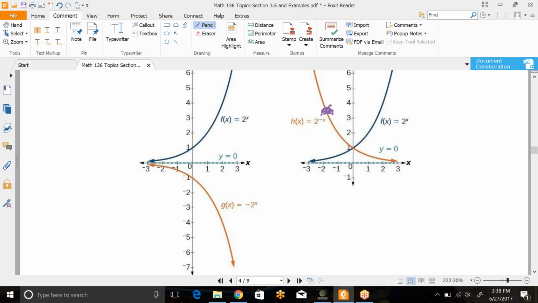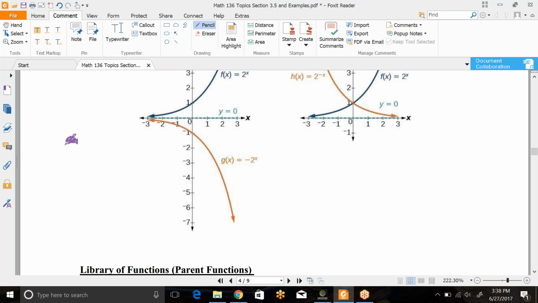If your negative happens inside the function, notice this time it's in the exponent, then it flips horizontally across the y-axis. So you can think of this as being like a negative f of x, whereas this is f of negative x. That's the difference between those two reflections. So we say that this is a reflect over the x-axis, and this one is a reflect over the y-axis.